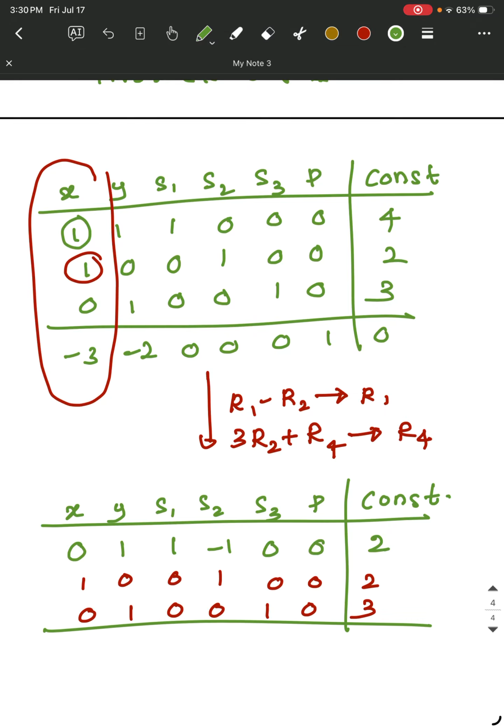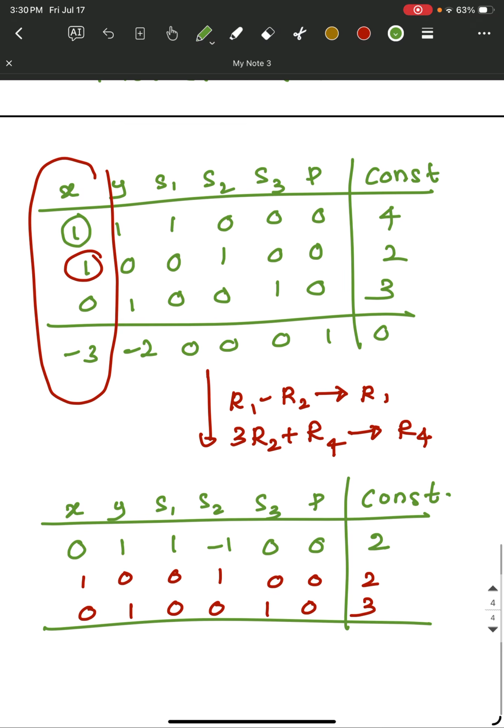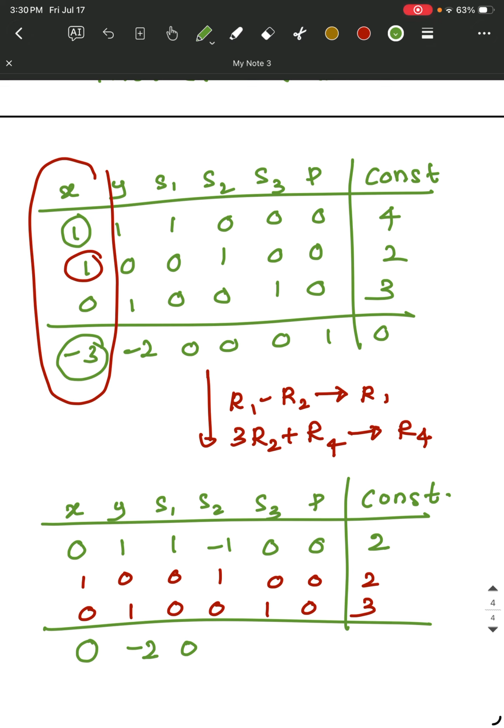Next, 3 times R2 plus R4. It converts this -3 into 0. Then -2, 0, 3, 0, 1, 6.